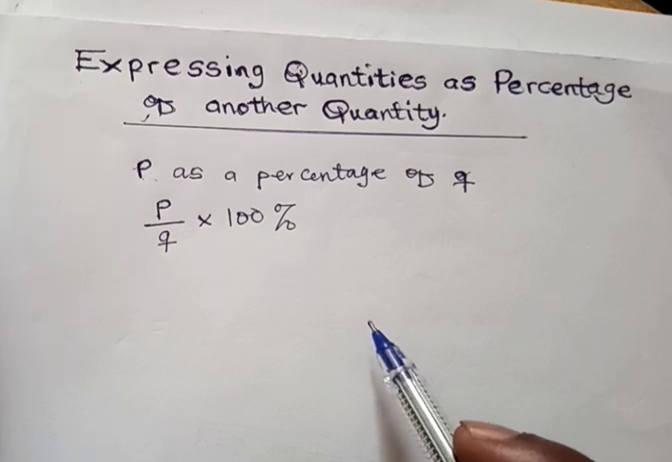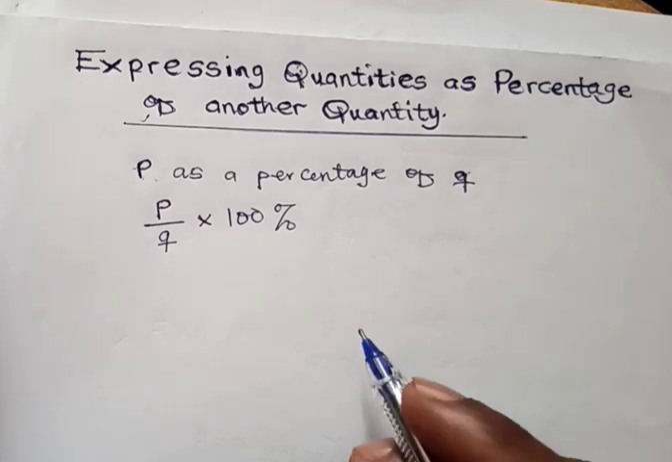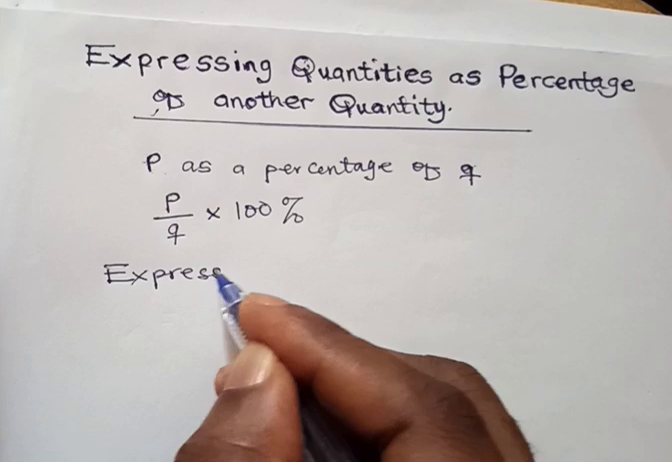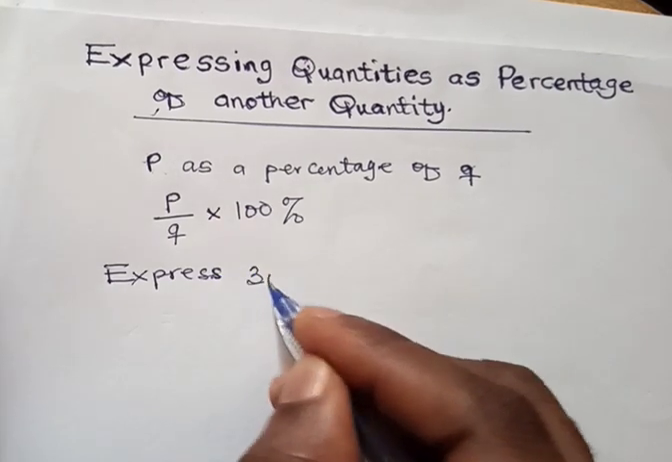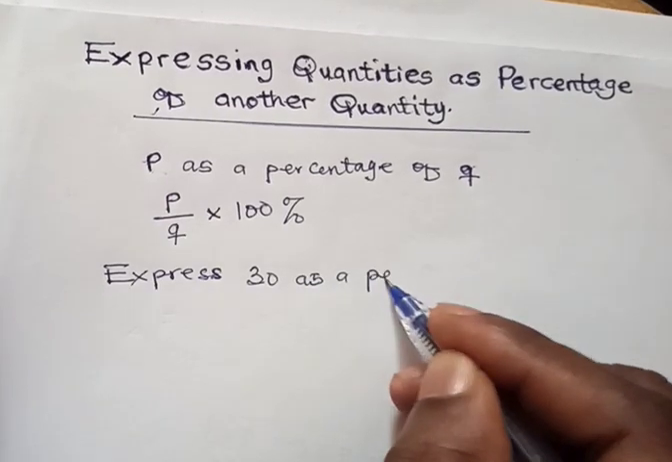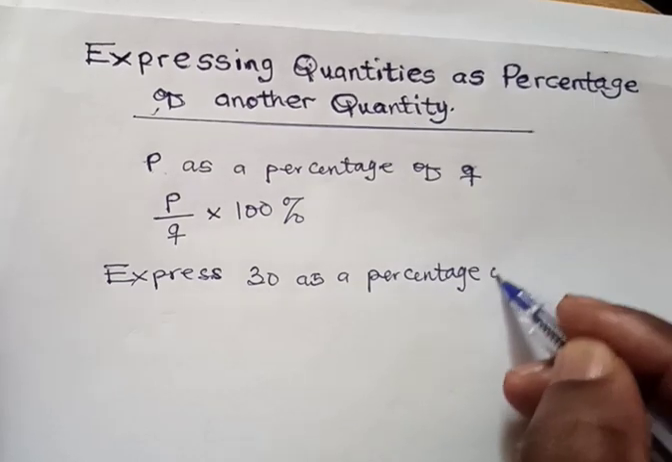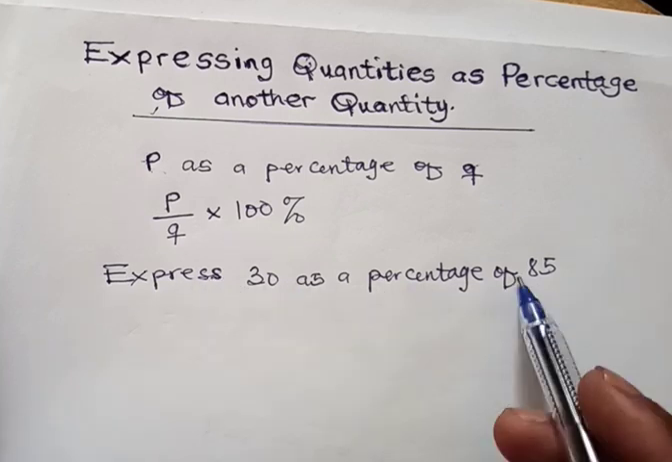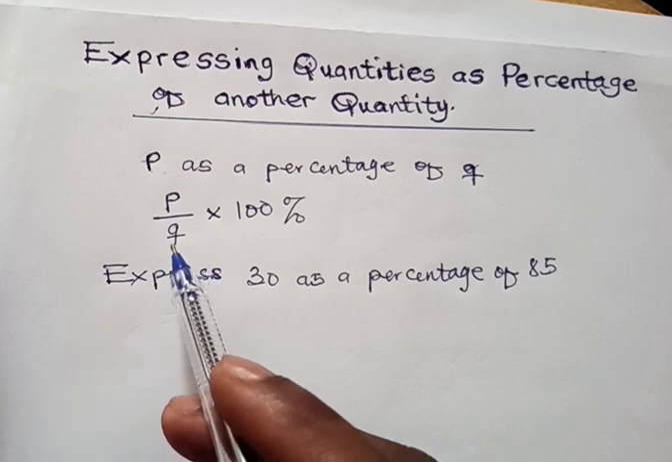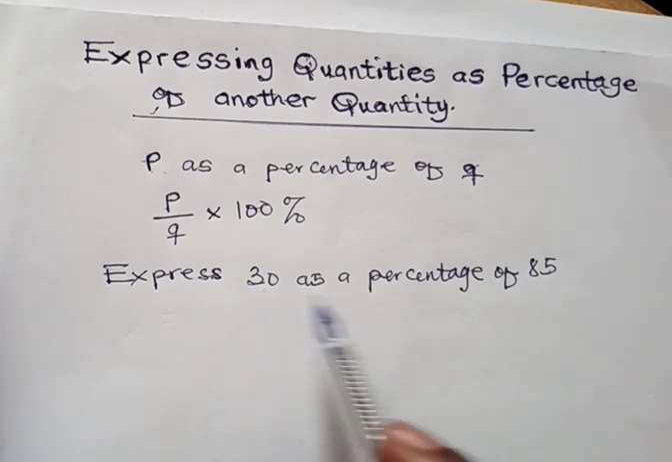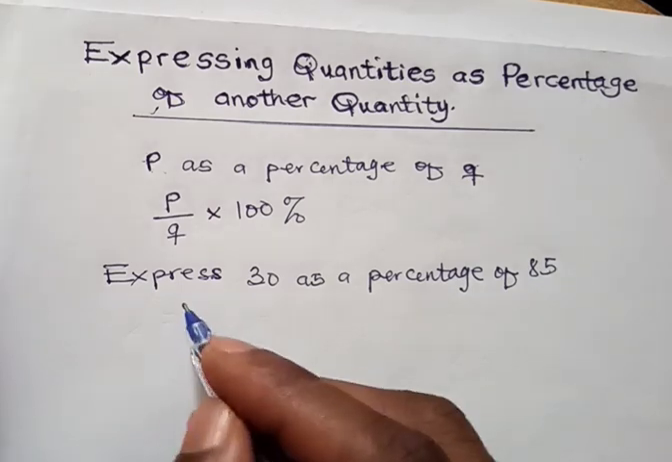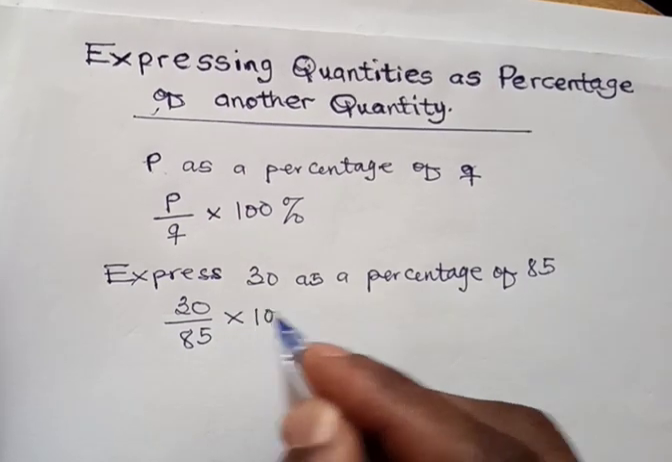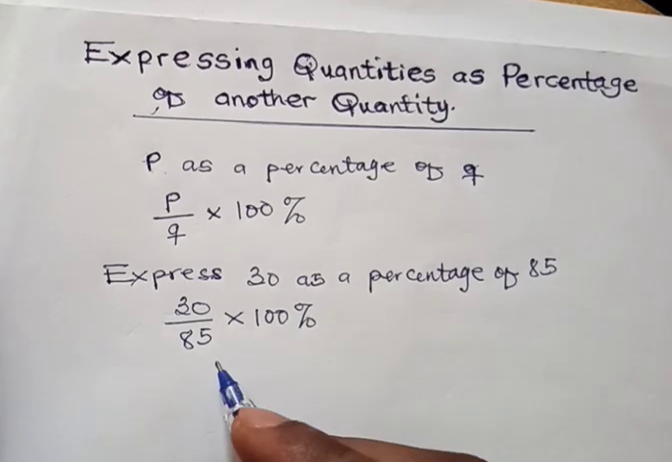Okay, good. So we'll not waste time. Let's take an example so that you get the understanding better. Let's say in a question you are asked to express 30 as a percentage of, let's say, 85. So you are asked to express this as what percentage of 85. Now let's use this principle. All that you do is find what fraction of this figure is of the total, 85. So you write 30 divided by 85, then you multiply by 100%.